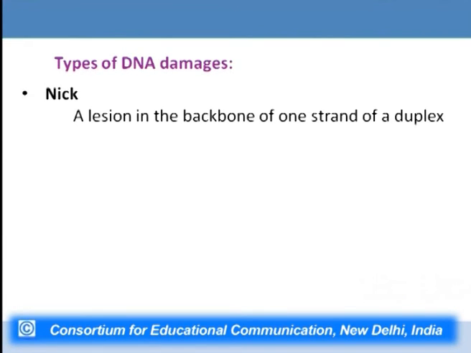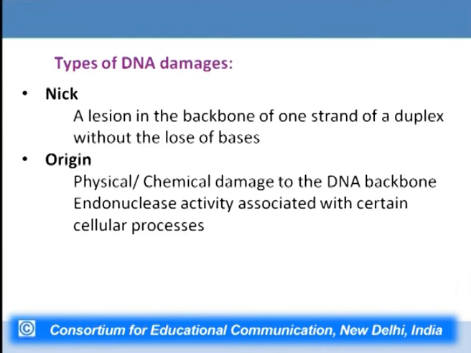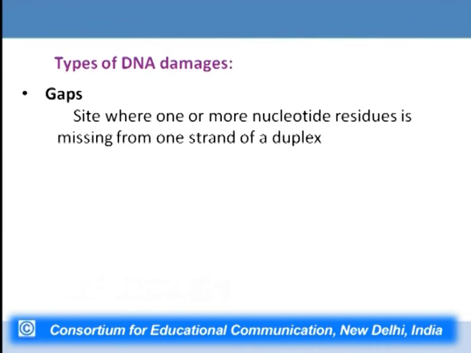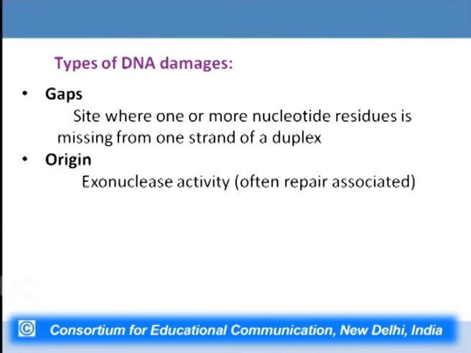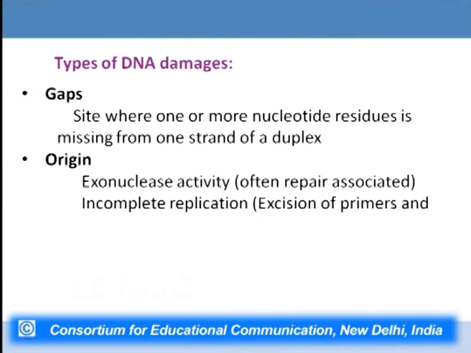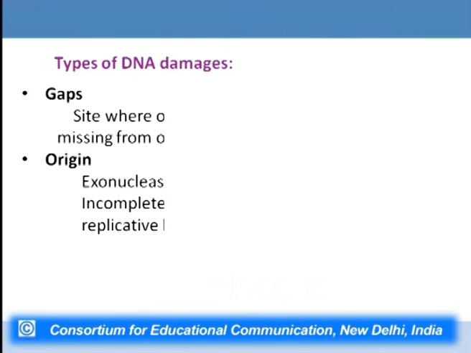Also, there might be a nick in the backbone of one strand of the duplex, and this might cause loss of some of the bases. This occurs because of physical or chemical damage, or because of endonuclease activity of certain enzymes. And there might be gaps wherein more than one nucleotide residue is missing from one strand of the duplex. This occurs because of exonuclease activity or incomplete replication.